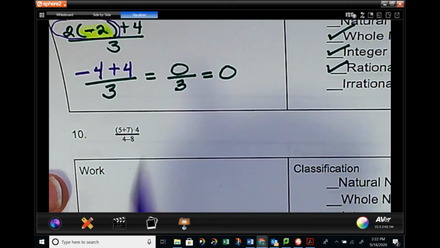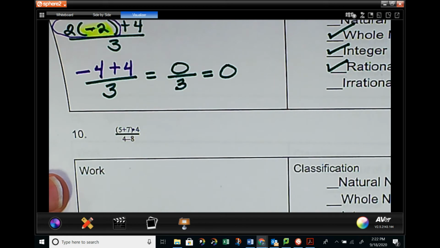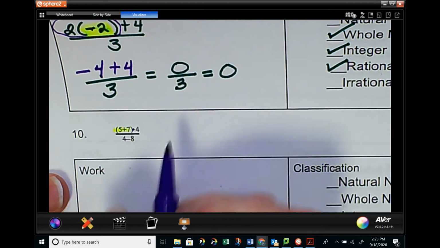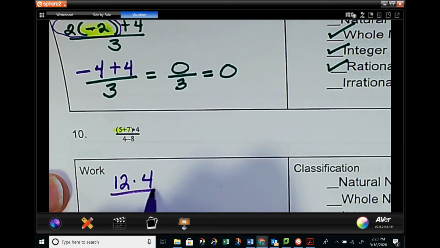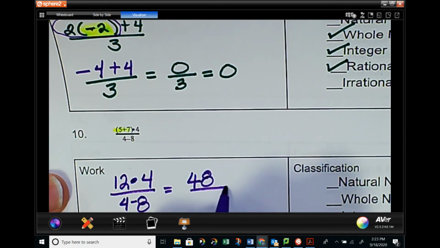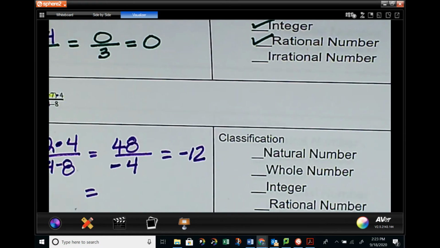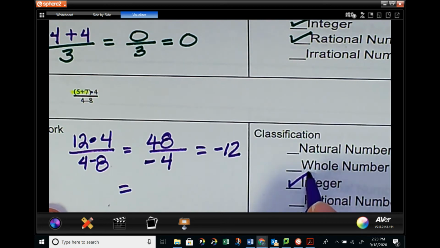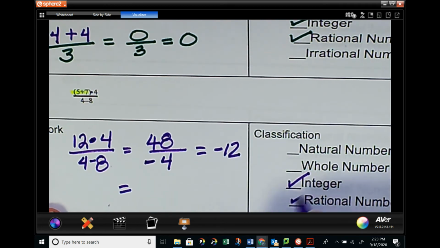Okay, we're going to go here. And this one was hard to see, and I didn't mark you down, but that was like a times, a multiply. So we're going to do parentheses first. So 5 plus 7 is 12 times 4 over 4 minus 8. So 12 times 4 is 48. 4 minus 8 is -4. And then 48 divided by -4, because we do math, is -12. And then when you get this, a negative number are integers, and it's also rational.